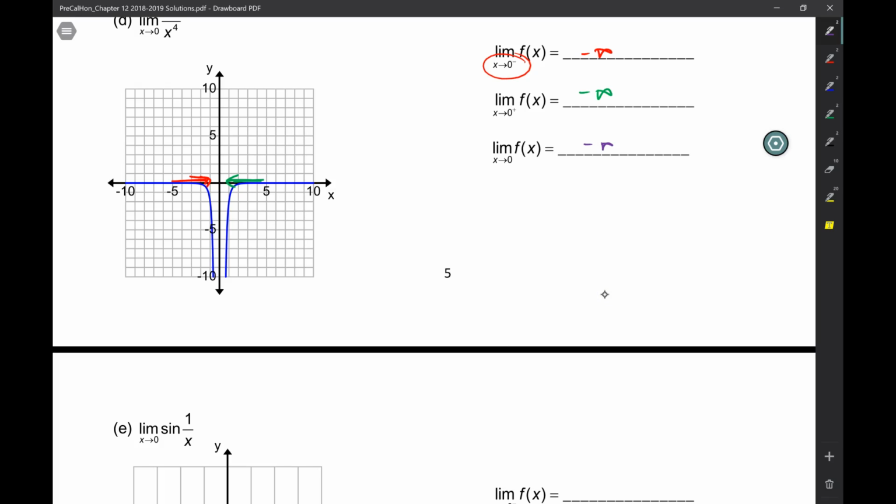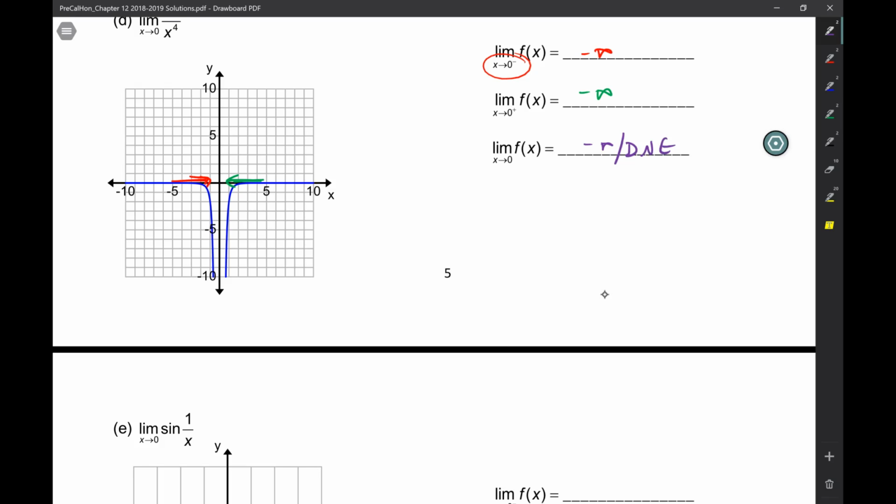However, we don't know where negative infinity is. So when you have this situation where you have negative infinity from both sides, or positive infinity, in your answer you write negative infinity slash DNE.